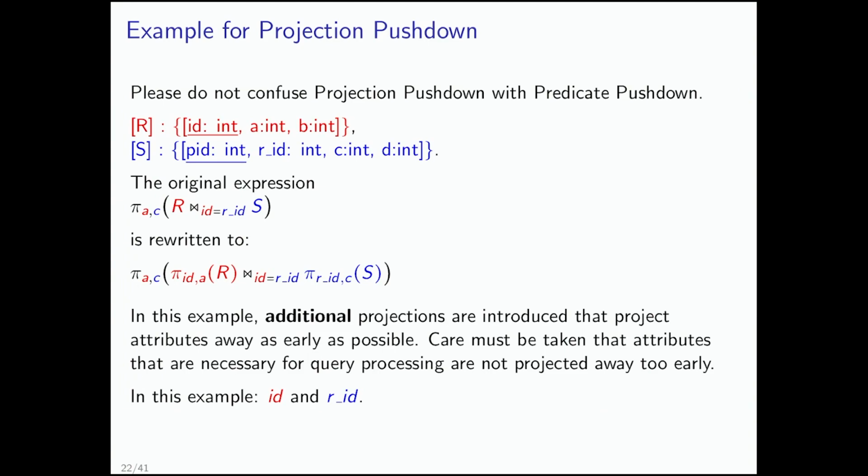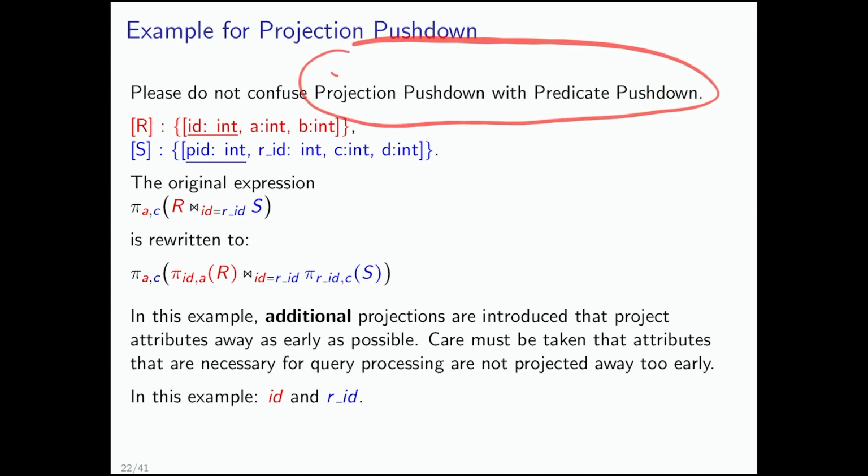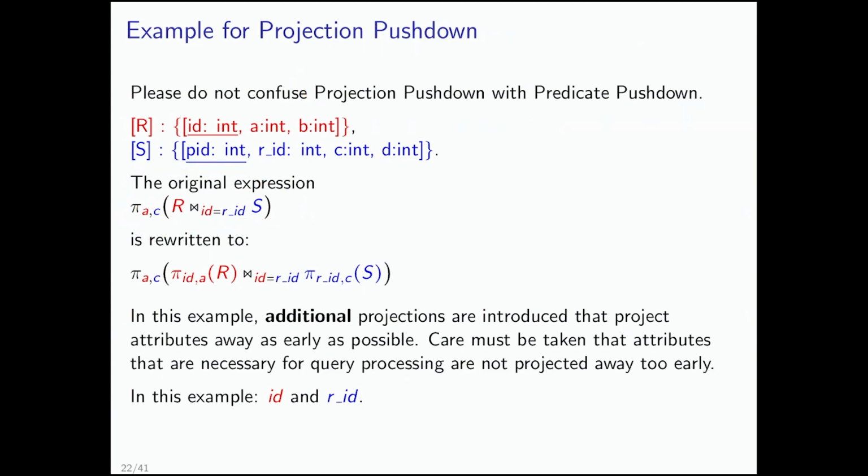So here's an example on the slides. Don't confuse the two things, projection pushdown and predicate pushdown, 2 different things. I have a sample schema here. I have this expression here, doing a foreign key join, and then projecting on A, C. A is in the red, it's in the R input, C is in the S input. And then what I do is I push down projections. So here there's no projection, no projection. Now I add a projection here and add a projection there.